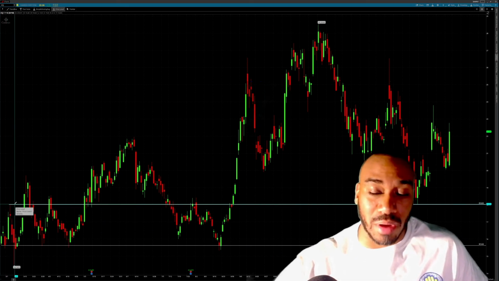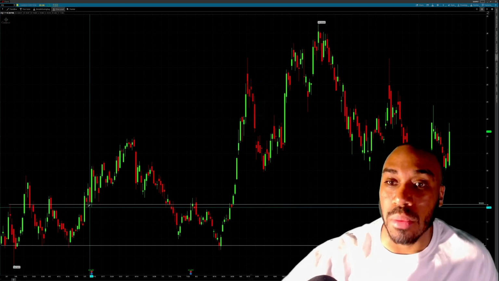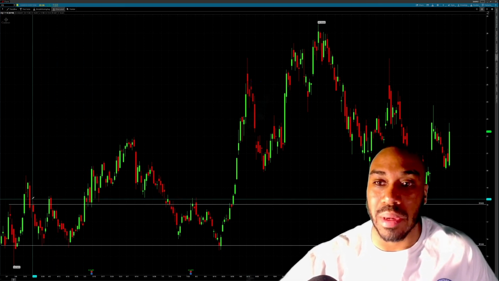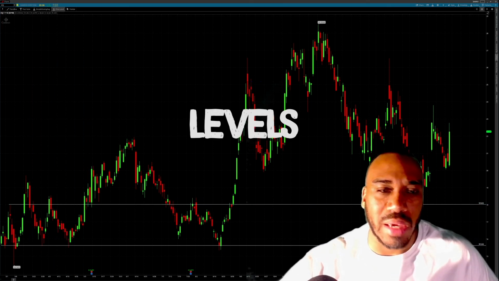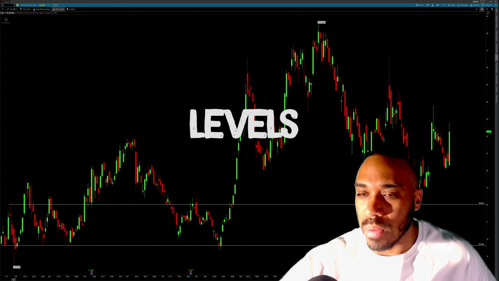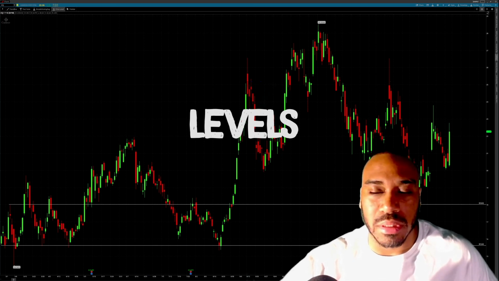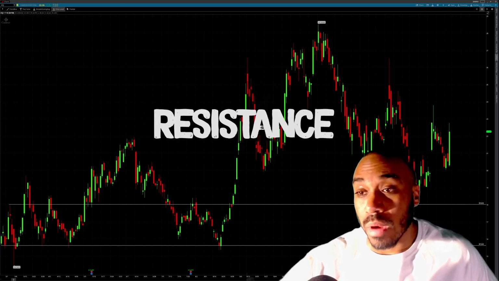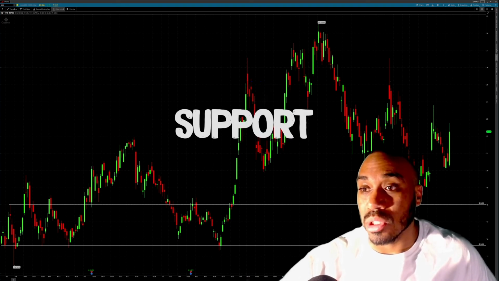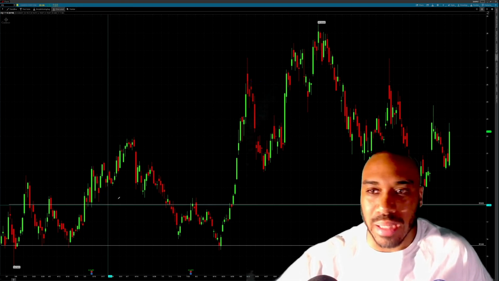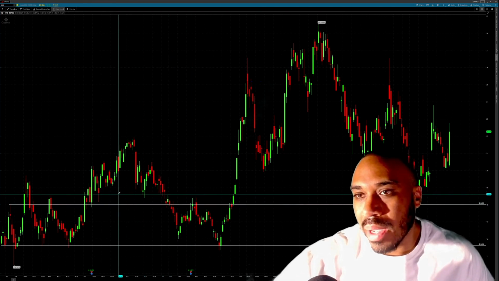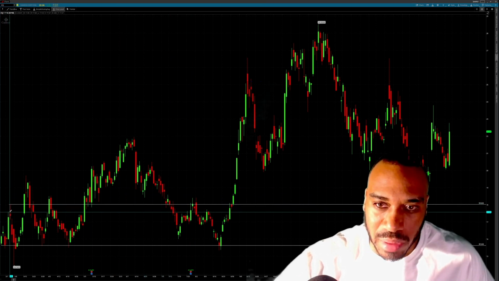Just know that this is a level of interest where either buyers are going to step in or sellers are going to step in based on what is done in the past. If you're approaching a level from the bottom, then it might become a resistance level, right? But if you're approaching a level from the top, then it might become a support level. So just keep that in mind. And some days it might do nothing. I mean, it depends.